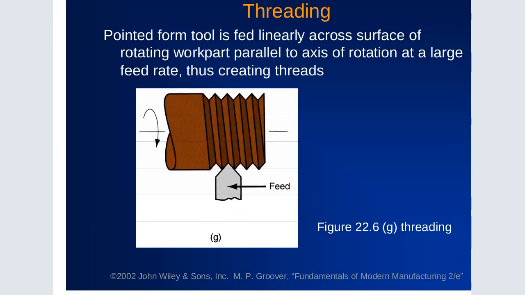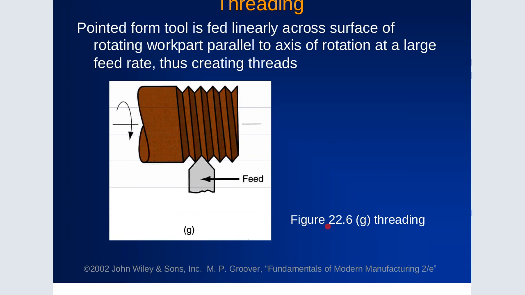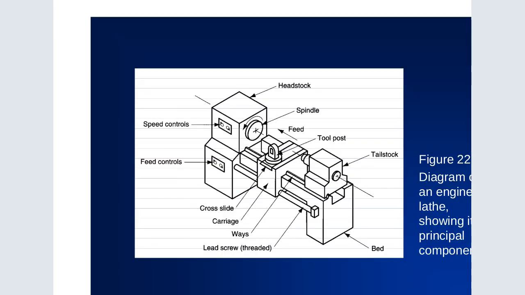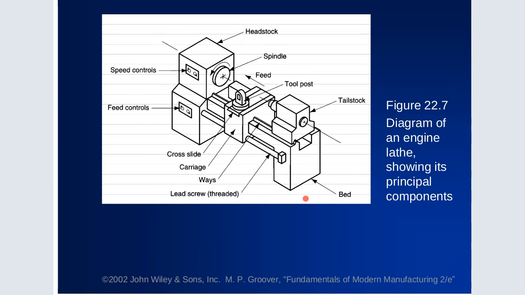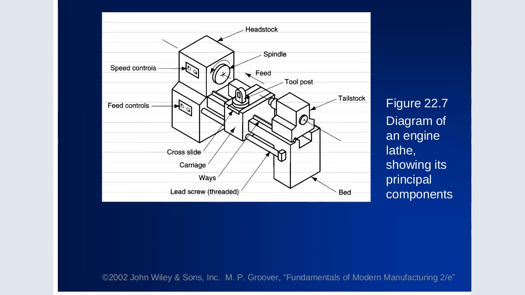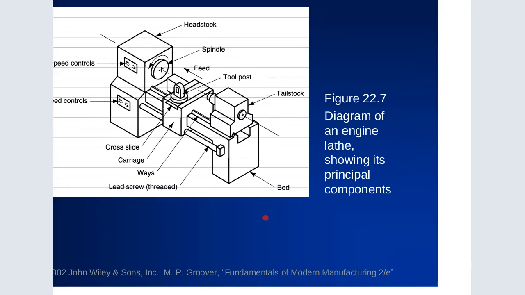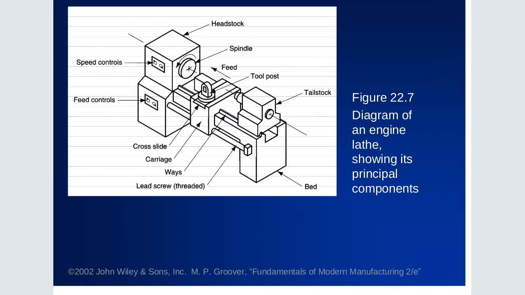Then the threading is there. The point of the tool is fed linearly across the surface of the rotating work part, parallel to the axis of rotation, at a large feed rate, thus creating threads. Lead screw thread, you can see there, in the diagram of an engine lathe showing its principal components.